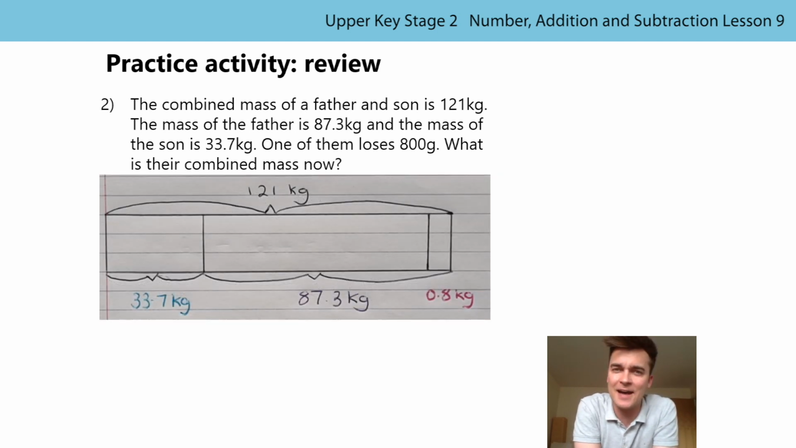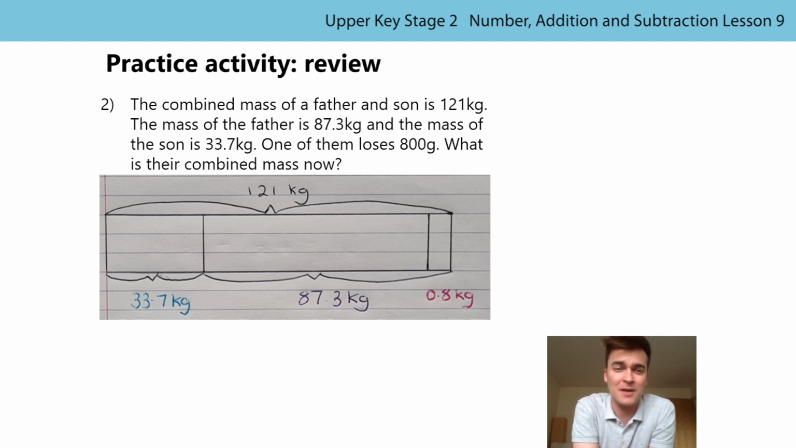Once I had done that, I was able to mark it on my bar model. I wanted to show that I'm going to be taking away, removing 0.8 from the whole. Now once again, does it matter whether you show the 0.8 on the right hand side or the left hand side? Why doesn't it matter?